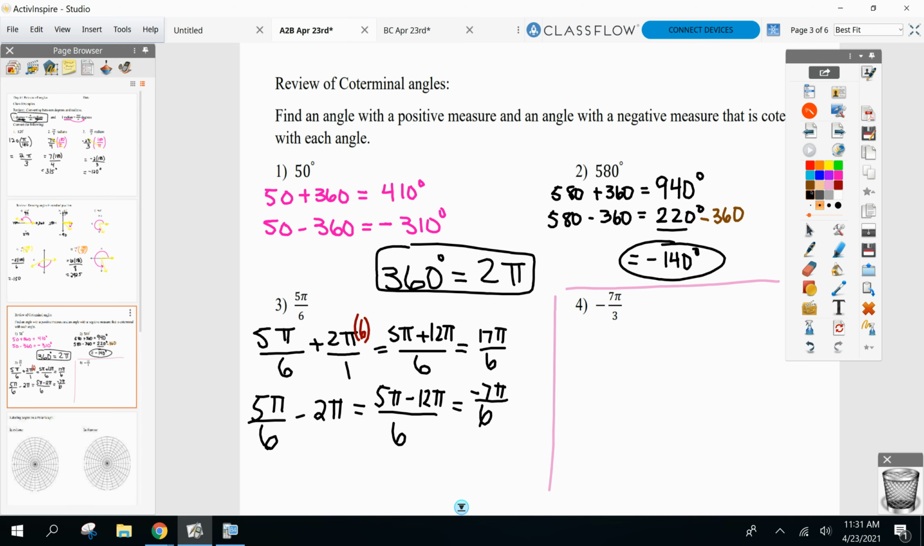All right, ready to go? Any questions here before we get to the last radian? All right, negative 7 pi over 3. Add the 360, 2 pi, to it. All right, what's your common denominator now? 3. Keep the negative 7 pi. What should I multiply 2 pi by to get a common denominator of 3? 3, yeah. So that becomes 6 pi.